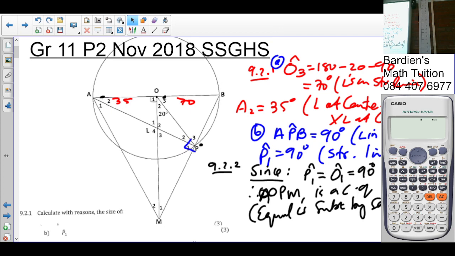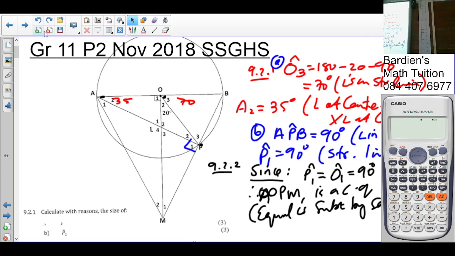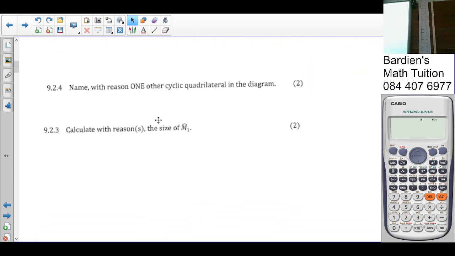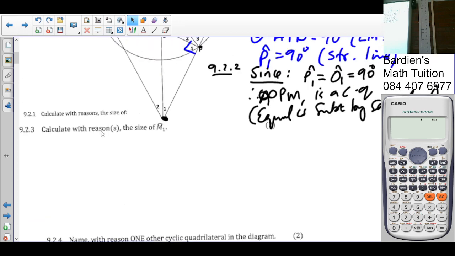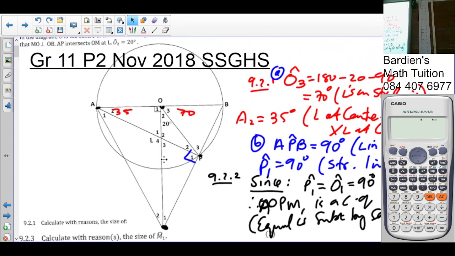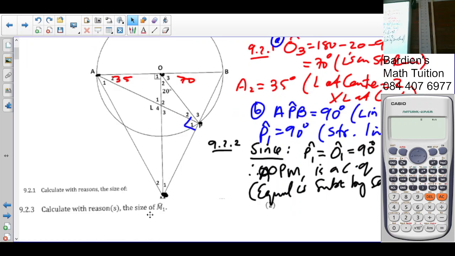Now all cyclic quadrilateral properties are now evident in this diagram now, okay? In quad AOPM. Okay? I'm marking here for you. Why? So that I can see now that is also a cyclic quad. Okay. In the next question, you are asked to calculate the size of M1. Calculate the size of M1. And where's M1? Here. There's your M, no? You put M here.